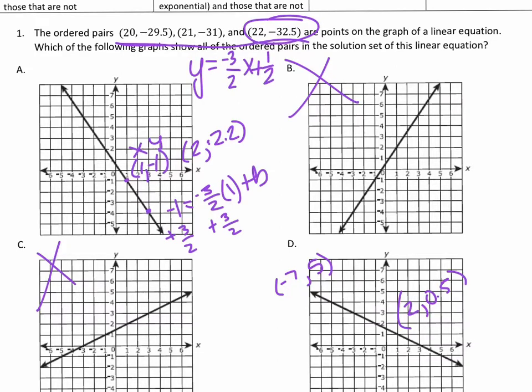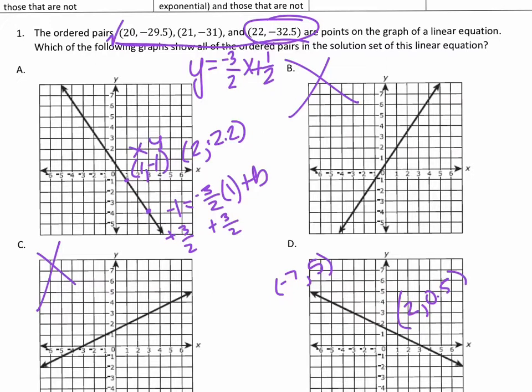So let's see if it works for any of these coordinates. So x is 20, so then get out my handy dandy calculator. I'm going to do 20 times negative 3 divided by 2, which gives me negative 30. Negative 30 plus 0.5, or a half, gives me negative 29.5. So the first one works. Let's look at the second one, because you always check all three just to make sure, even if we feel confident.